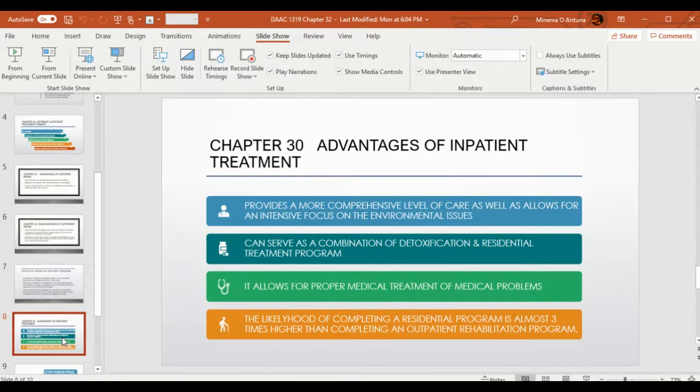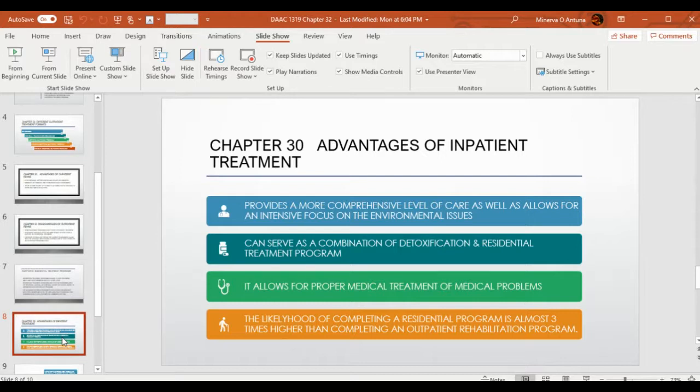So the advantages of inpatient treatment: it provides a more comprehensive level of care, as well as allows for intensive focus on the environmental issues. If everything around you, family, work, drugging, drinking, friends, are interfering with your recovery process, here is where you're going to learn techniques to deal with those environmental issues. It can serve as a combination of detoxification and residential treatment programs.